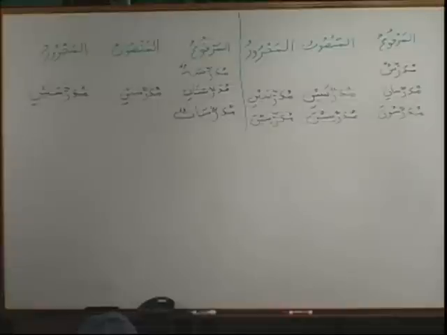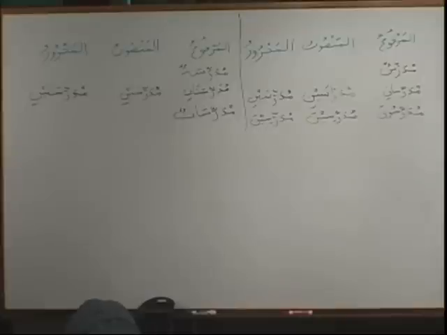And then we have mudarrisatun, and we make it dual, mudarrisatani. And then make it mansub, mudarrisataini, and then again mudarrisataini. Got the idea, brothers and sisters? Then we have jama, mudarrisuna. Are you with me? What is the sign of marfu? Then we have mudarrisina. The sign of mansub is ya. And again mudarrisina, the sign of majrur is ya.